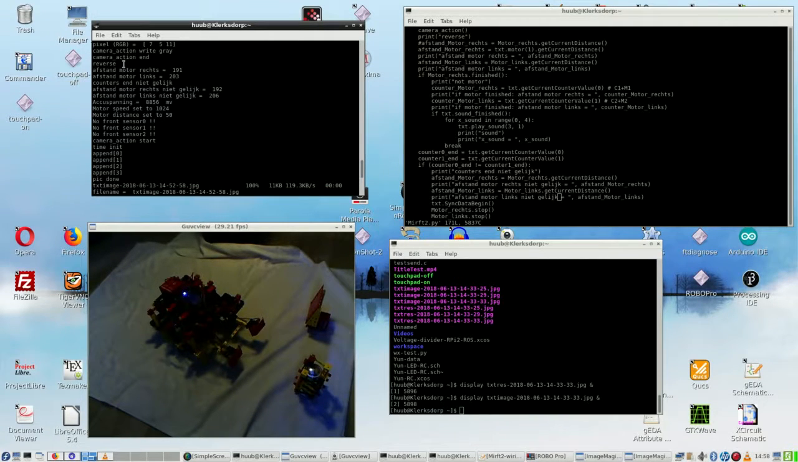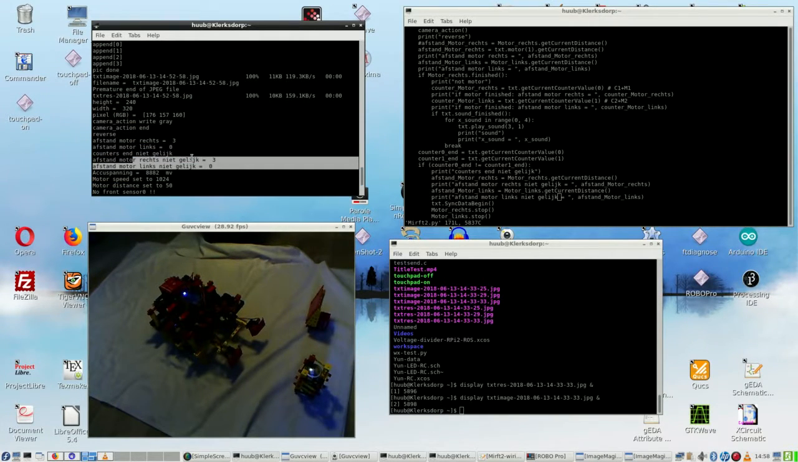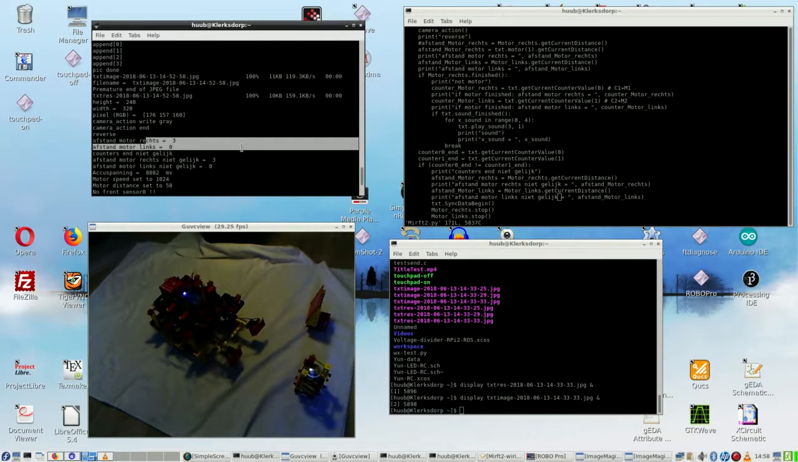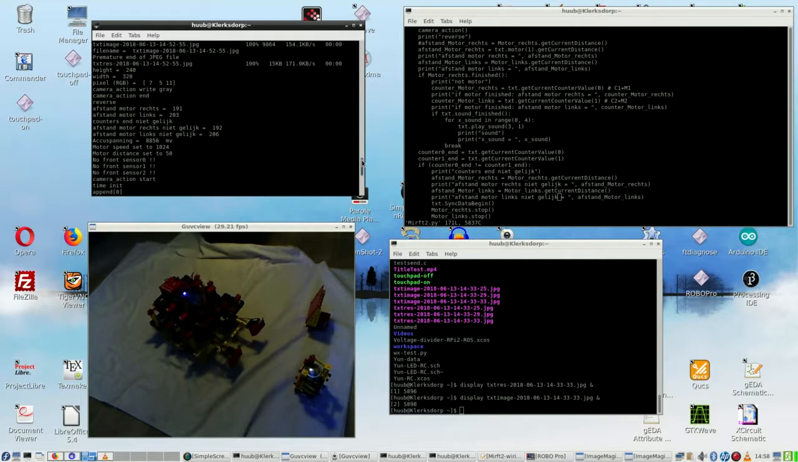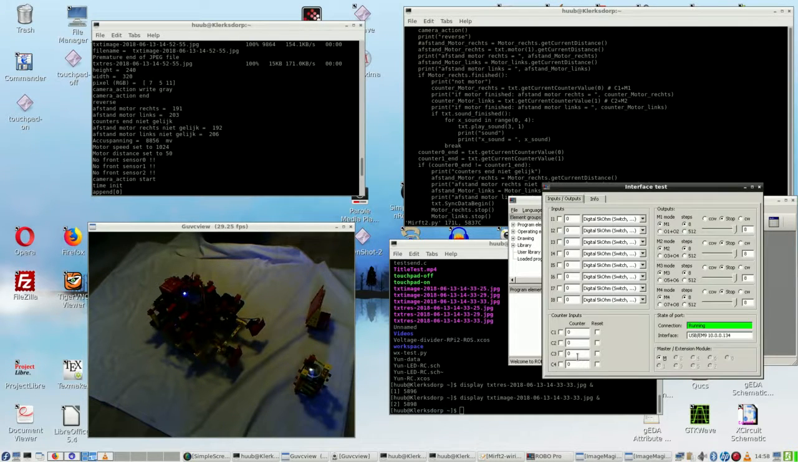Camera action end. Reverse. Afstandmotor rechts niet gelijk is 192. So 1 plus. Here suddenly it gets reset to 3, 0. Makes absolutely no sense. And then no need to check on this one actually, because it will say 0. Yeah.